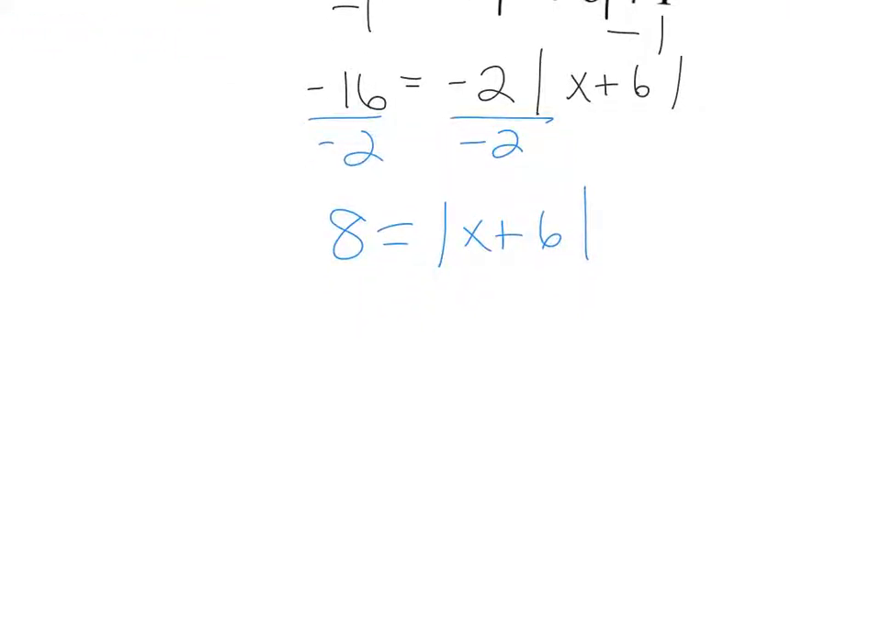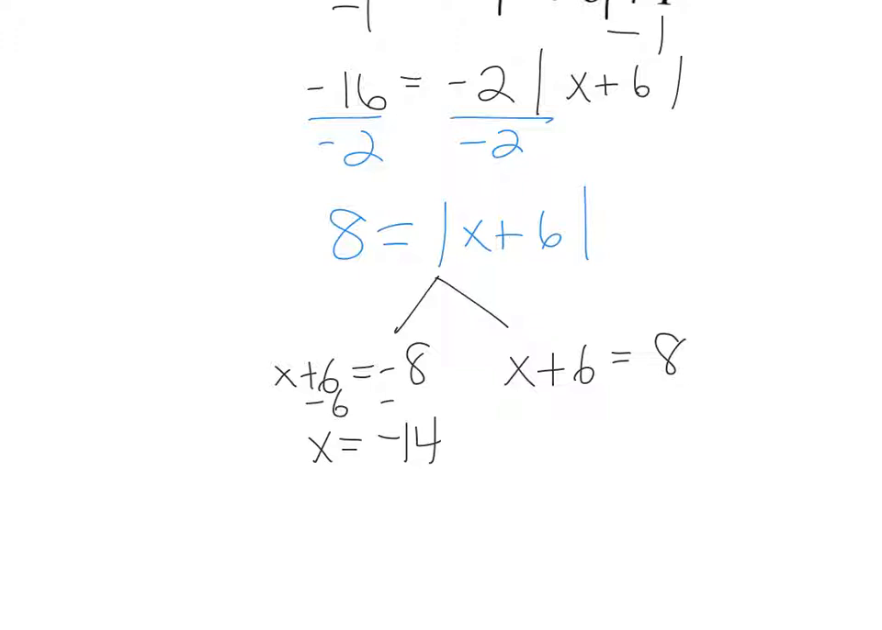And the last thing, you want to isolate this and break it up into two parts, because x plus 6 could be positive 8 and x plus 6 could also be negative 8. So I'm going to solve for x. So x equals negative 14 if I subtract 6 from each side, or x equals 2.